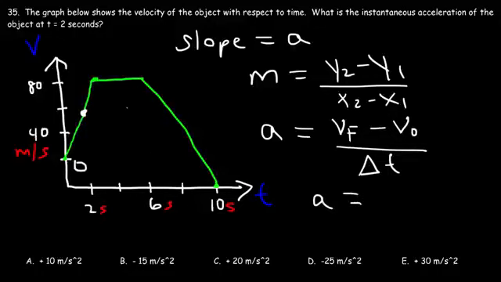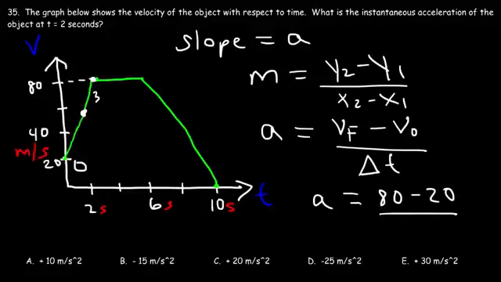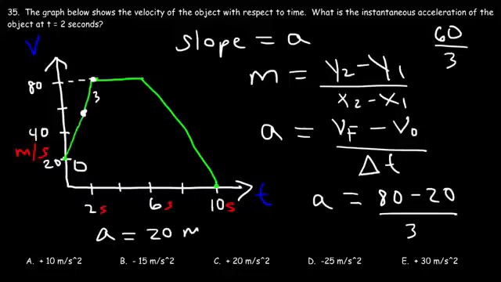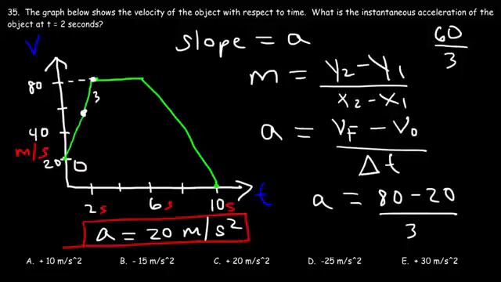Now the time changes from 0 to 3 seconds, and the final velocity is 80, and here the initial velocity is 20. So final minus initial, that's going to be 80 minus 20, and the change in time going from 0 to 3 is 3 seconds. Now 80 minus 20, that's a change in velocity of 60, divided by 3. That's 20. 60 divided by 3 is 20. So the acceleration is 20 meters per second squared. And the acceleration is positive because the velocity is increasing. Whenever the velocity is increasing, a is going to be positive.